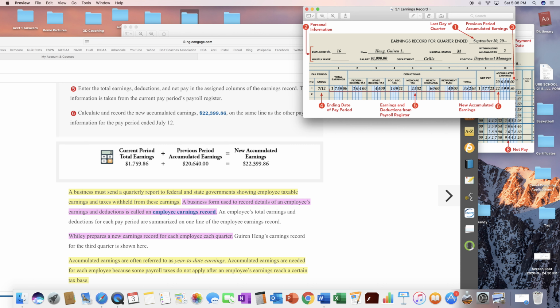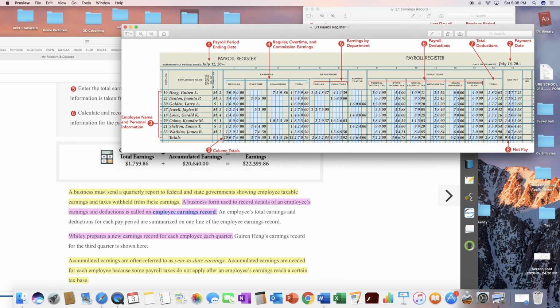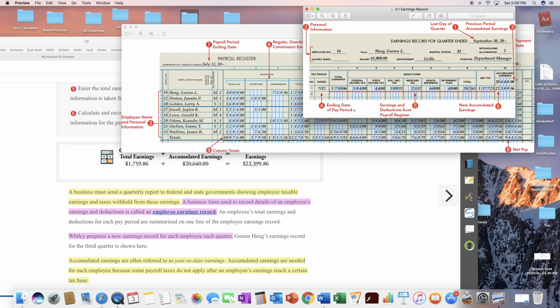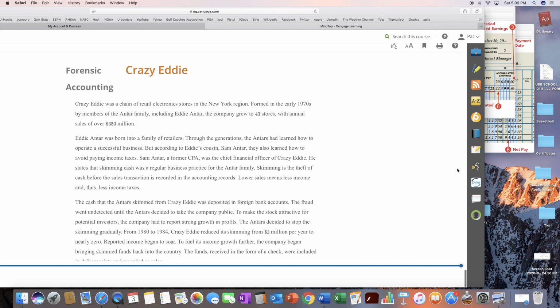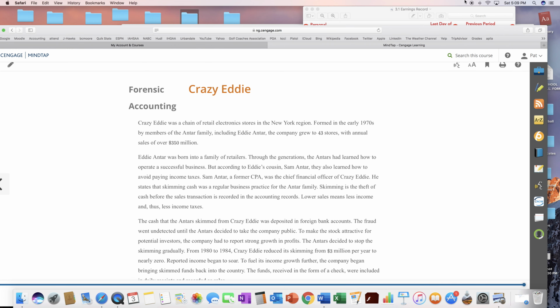And this form is just showing all these details from a certain employee. This is one employee's card. And you're just taking that information from the payroll register. This is called the employee earnings record. We'll prepare a new earnings record each quarter. That's why it says for quarter ended. So January, February, March, those 3 months are a quarter. April, May, June, quarter, and so on. Every 3 months is a quarter. Accumulated earnings refers to year-to-date earnings. I don't believe that's a test question. It's something to kind of talk about. And so that is the notes for this section.